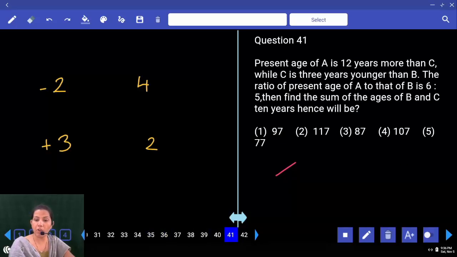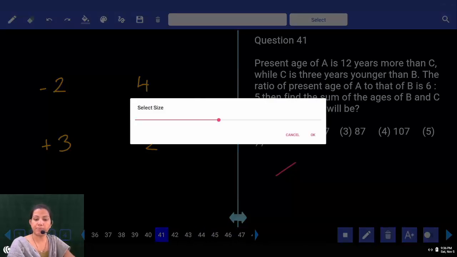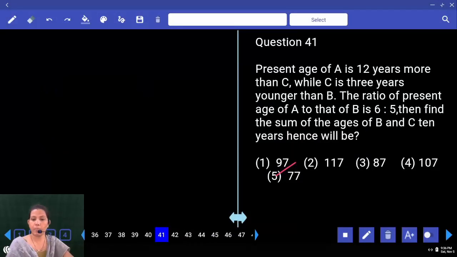Next question number 41. Present age of A is 12 years more than C, while C is 3 years younger than B. First condition, present age of A is 12 years more than C. Compared to C, A is how many years more? 12 years. Then A and C difference is equal to 12 years.